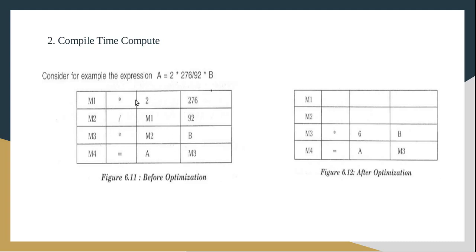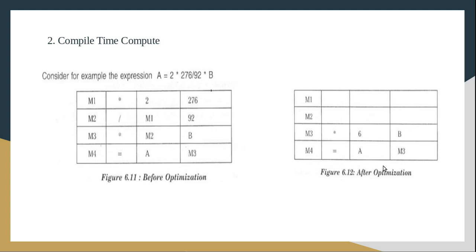Then this is 2 and 276, both are constants, so it will find out the result. Then again m1 is a constant, and for m2 the second operand is also a constant, so it will perform division. Again for m3 it will be representing 6 as the first operand and b as the second operand. So the entire code, which before took 4 matrix entries, here requires only 2 matrix entries. That is compile time compute.